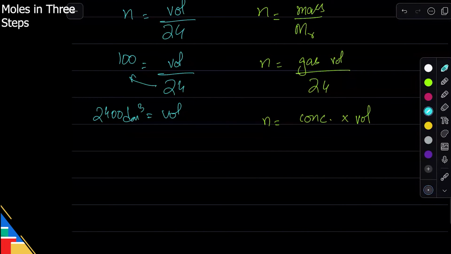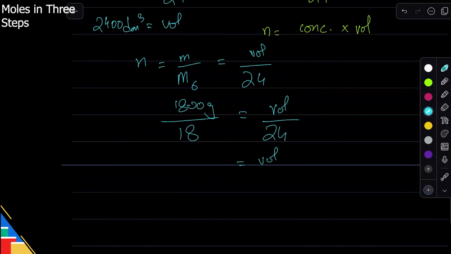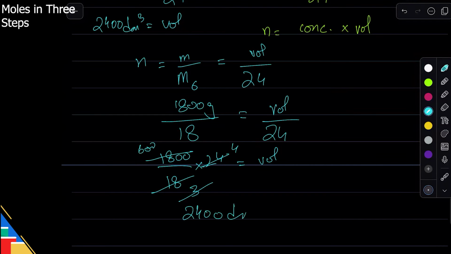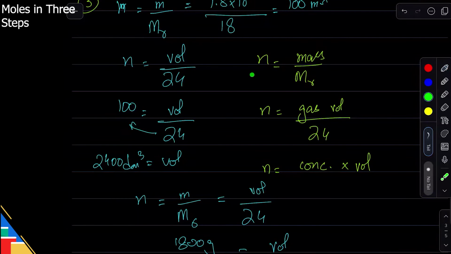So I can say mass over MR is moles, and that is also equal to volume over 24. So there you go. Mass is 1800 grams, MR is 18, volume is unknown, over 24. Now let's do it. Volume is equal to 1800 over 18 times 24, which gives 2400 dm cube. Done. I don't need to first find moles and then do it. The whole point of moles is to make conversion easy.